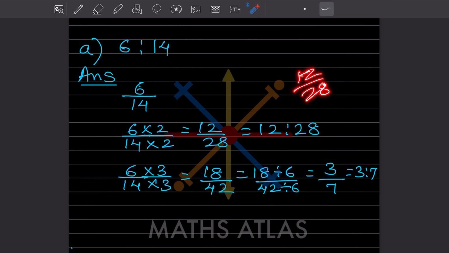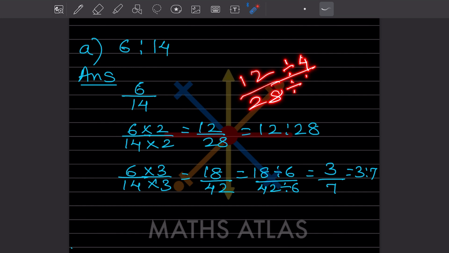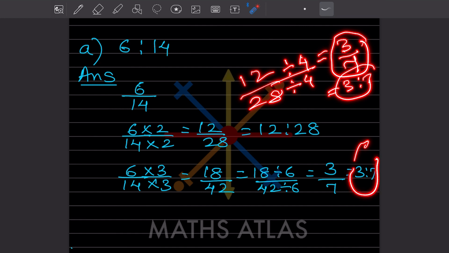So here 4 threes are 12, so let us do it like this so you understand it better. We will divide this by 4, and this also will be divided by 4. So 4 threes are 12 and 4 sevens are 28. So can you see, this also is 3 by 7, which is nothing but 3 to 7. And this also is 3 to 7.